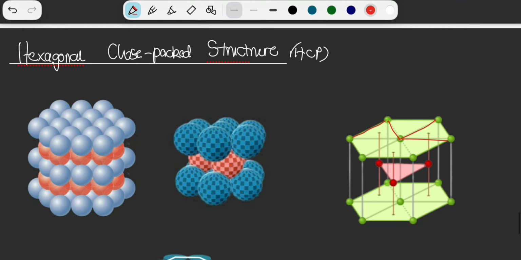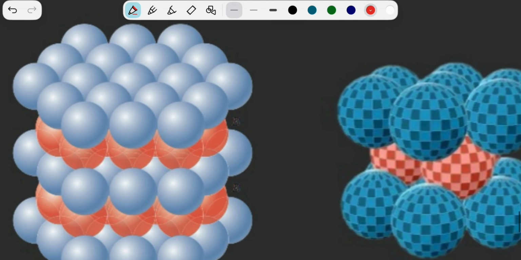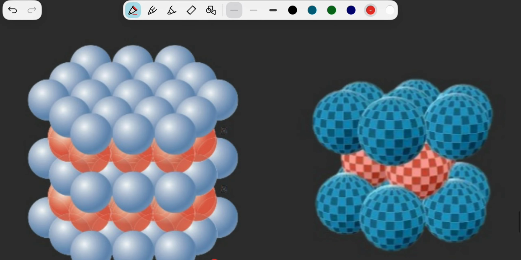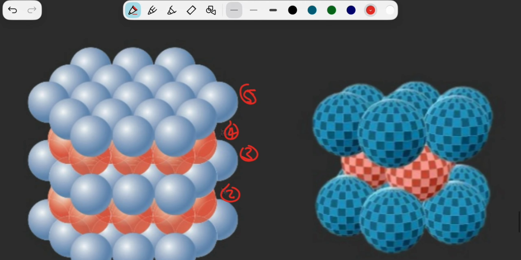So we're going to talk about hexagonal close-packed structure. Now, what's happening in this instance is that you throw your atoms and they're going to form this thing. So this is layer number 1, layer number 2, layer number 3, layer number 4, layer number 5, and so on and so on. What's important to notice is that you can draw a little hexagon like this and have the structure be something like this.